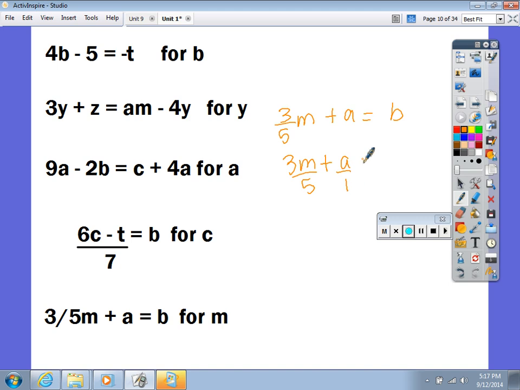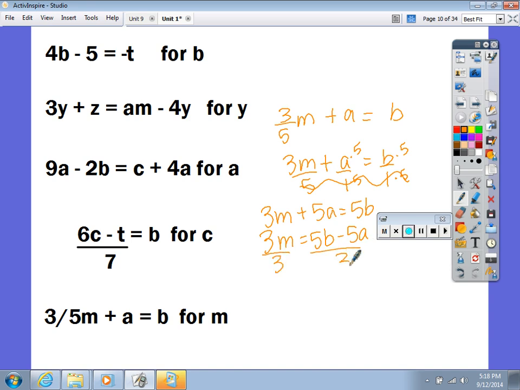Okay, so that'd be a over 1 equals b over 1. Well, what is the common denominator? 5. So multiply, go ahead, cancel. So 3m plus 5a equals 5b. And now I just want m by itself, so I can move over 5a, and you would just minus it for both sides. You can't combine. And then you would just divide by 3. So m equals 5b minus 5a all over 3.